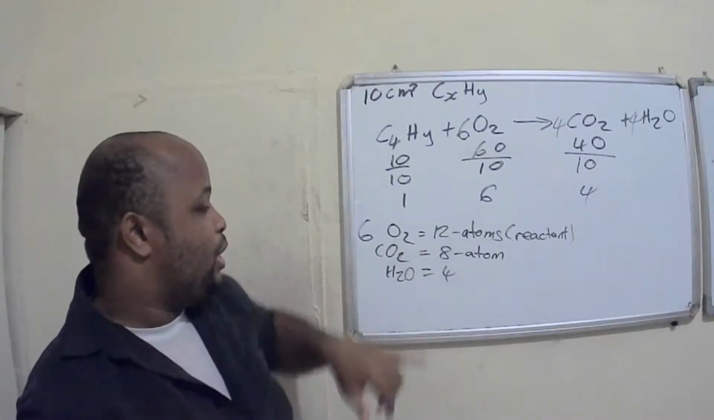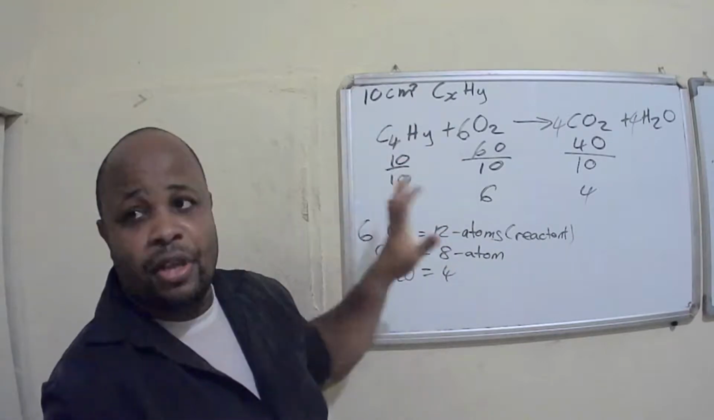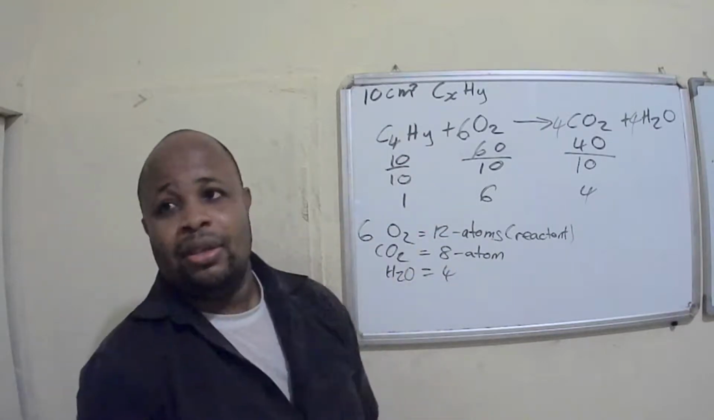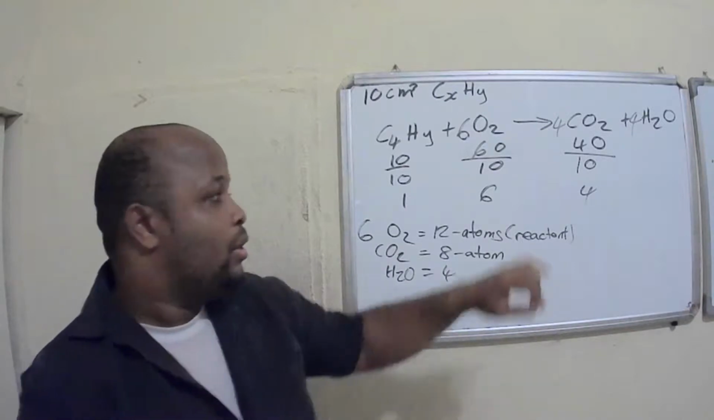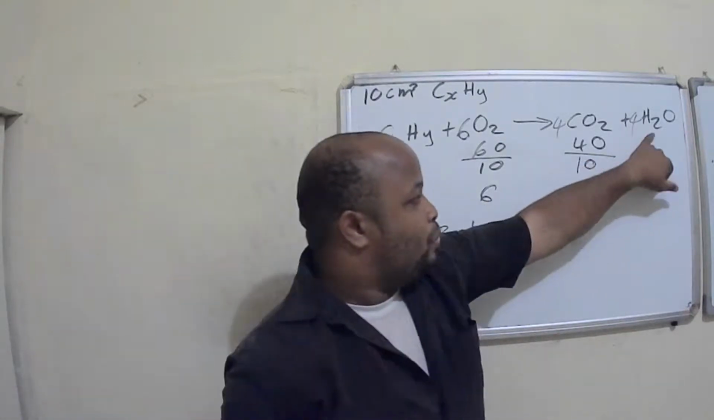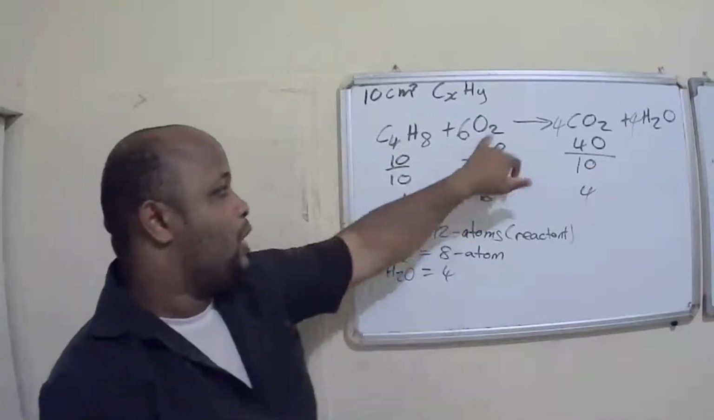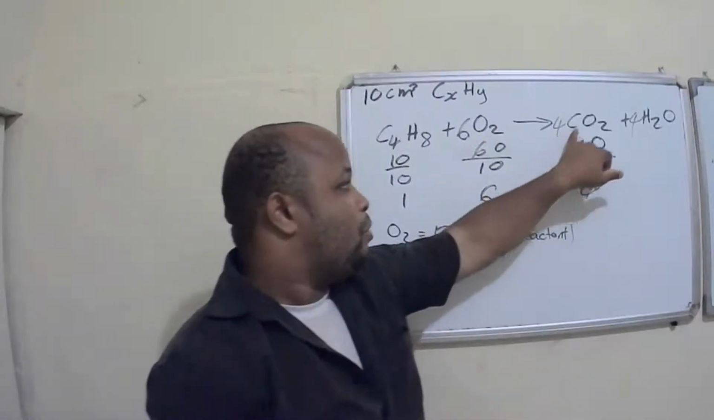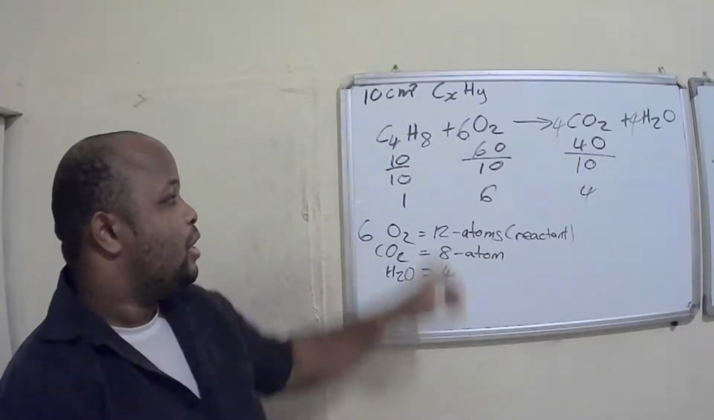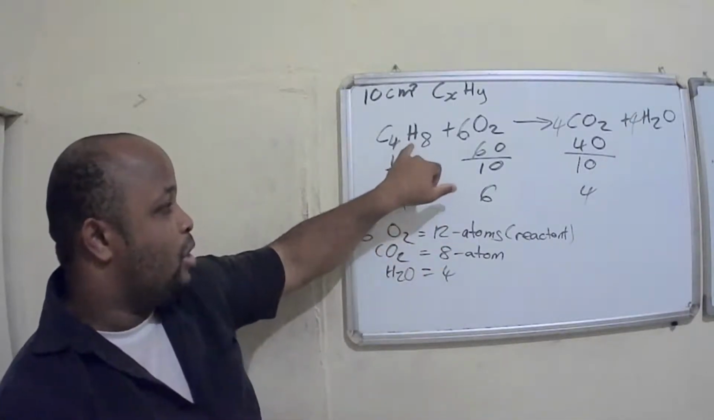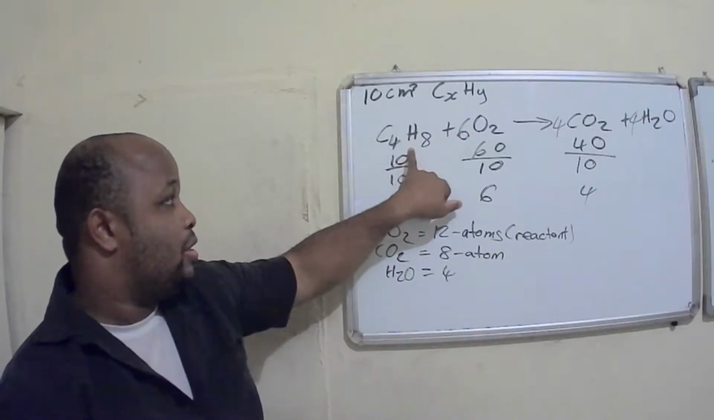Okay. All we need to do now is figure out everything except hydrogen. 2 C4H8 plus 6 O2 gives 4 CO2 plus 4 water. Right? So our hydrocarbon is C4H8.